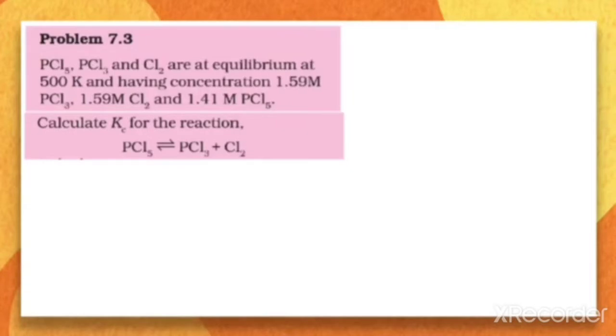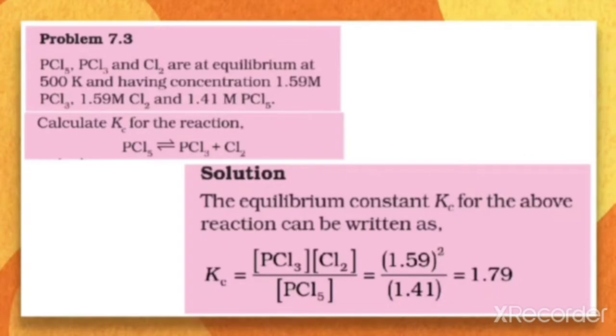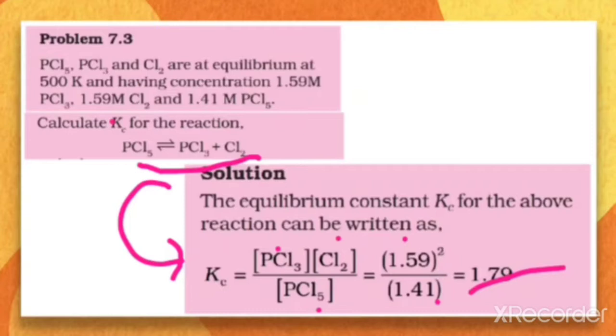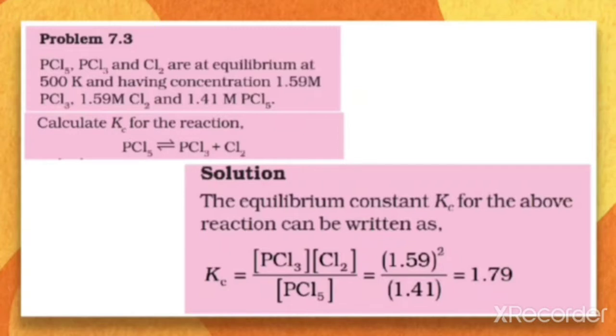So we'll be writing the relation here. Kc is the concentration of PCl3 times the concentration of Cl2, divided by the concentration of PCl5. For this equation we are writing the Kc. Now the values are given to us, so we will substitute these values and solve it. So we get the answer, 1.59. This is a straightforward question.